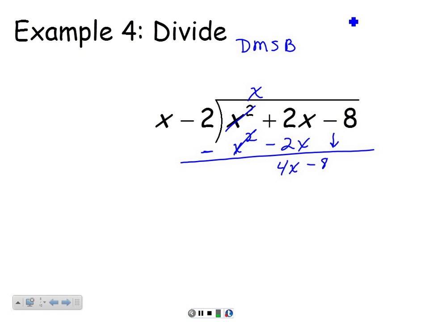Divide 4x by x, which is going to give you a positive 4. And then multiply around. 4 times x is going to give you 4x. And 4 times negative 4 is going to give you a negative 8. And when you subtract, everything goes to 0. So your answer is x plus 4.